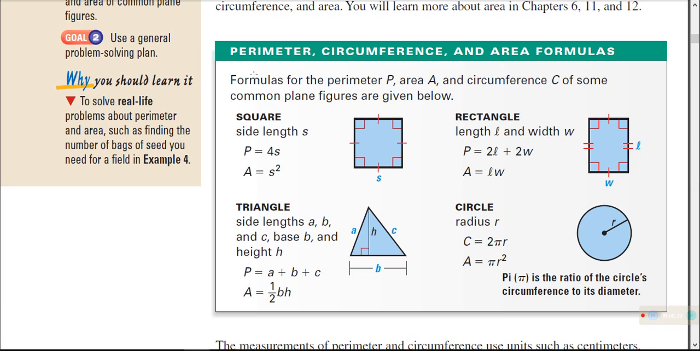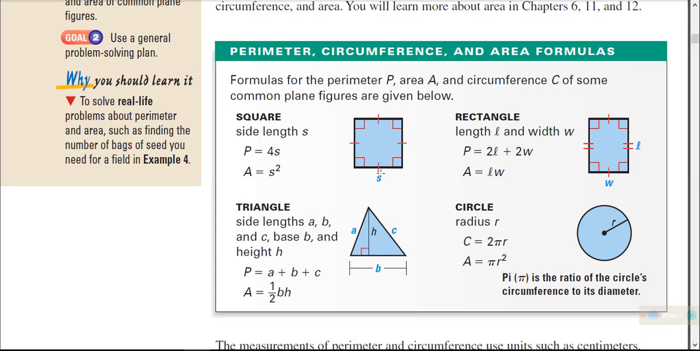Ito yung mga formula na gagamitin natin for the perimeter of a square and area of a square: 4s, and A is equal to s squared. For a rectangle, you have the length L and the width W. For the perimeter, it is 2L plus 2W. Remind ko lang kayo, when we say perimeter, length of all sides lang siya. Okay? And then for the area, two-dimensional na tayo, so it is the product of the two dimensions.